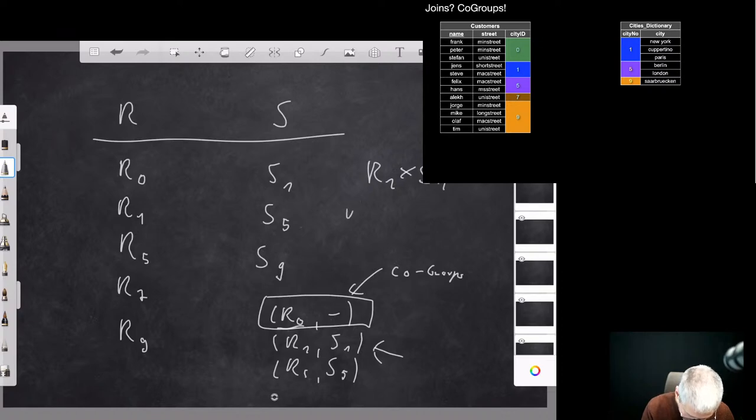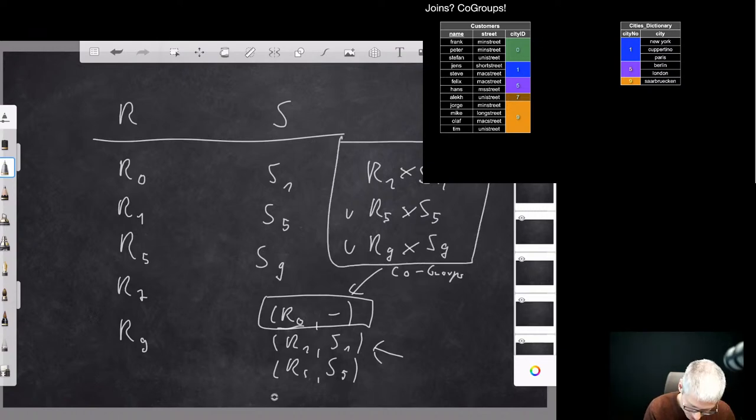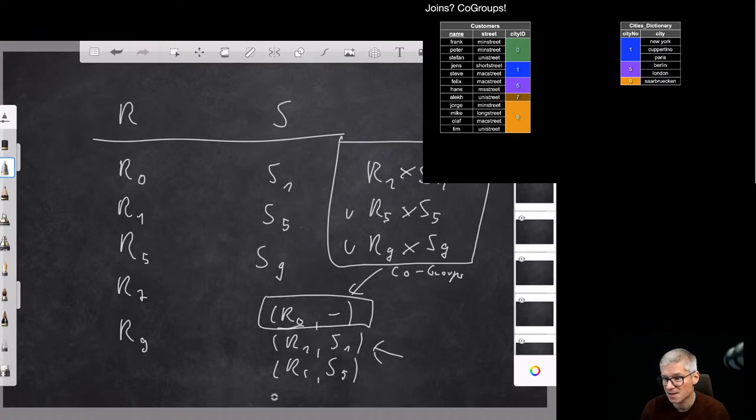I union that with, what's next, R5 cross product S5. Union that with, 7 doesn't have a counterpart, so it's R9, right? R9 cross S9. Okay, that's basically the join result in this particular case.